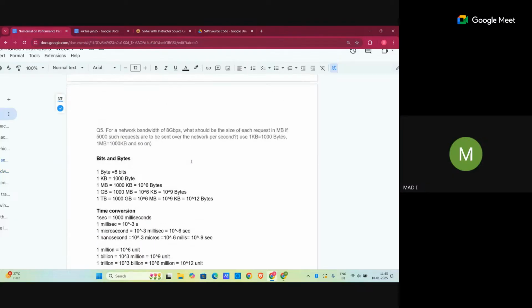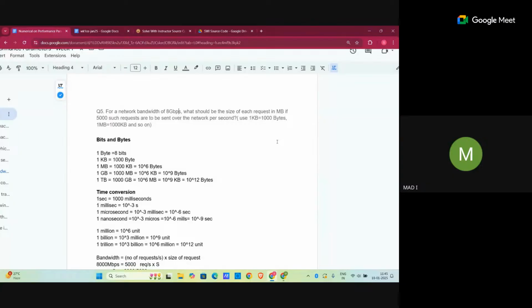Now, always, here the bandwidth is given in gigabits per second. So bandwidth will always be mentioned in terms of bits. And storage or size of request can generally be given in terms of kilobits also, but generally the storage is mentioned in terms of bytes. Here it is asked in terms of bytes, so we have to maintain that in the calculation.